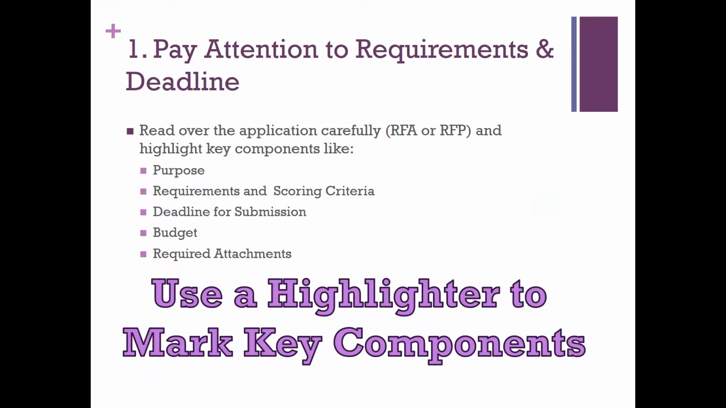So let's go on to the 5 tips. The first tip is really to pay attention to the requirements and the deadline of the grant. So you want to read the application slowly and highlight the key components to address in your proposal. Understanding the purpose, the requirements, the deadline for submission, the budget, and any required attachments will help you determine the research you need to do or next steps for writing the grant. In reading the application for the first time, you may want to use a highlighter to mark the key components.